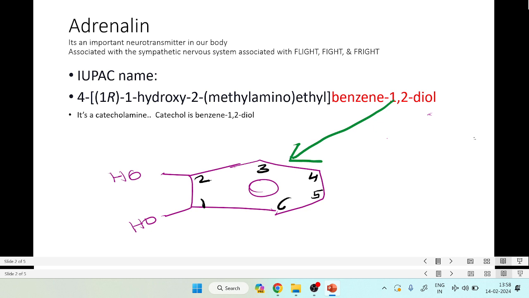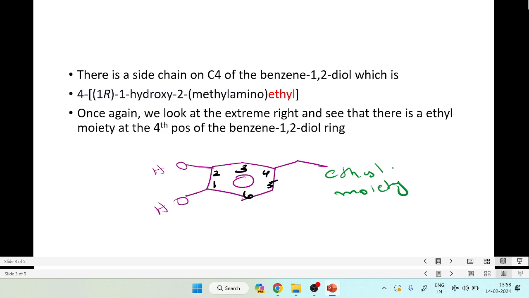And now let us look at the other part of the name. So you can see that on the C4 of the benzene-1,2-diol, there is a (1R)-1-hydroxy-2-methylaminoethyl side chain. Okay, so what does that tell you? Once again, I want you to look at the rightmost part of the side chain name, and you can see it's ethyl, highlighted in red. So this is an ethyl moiety.